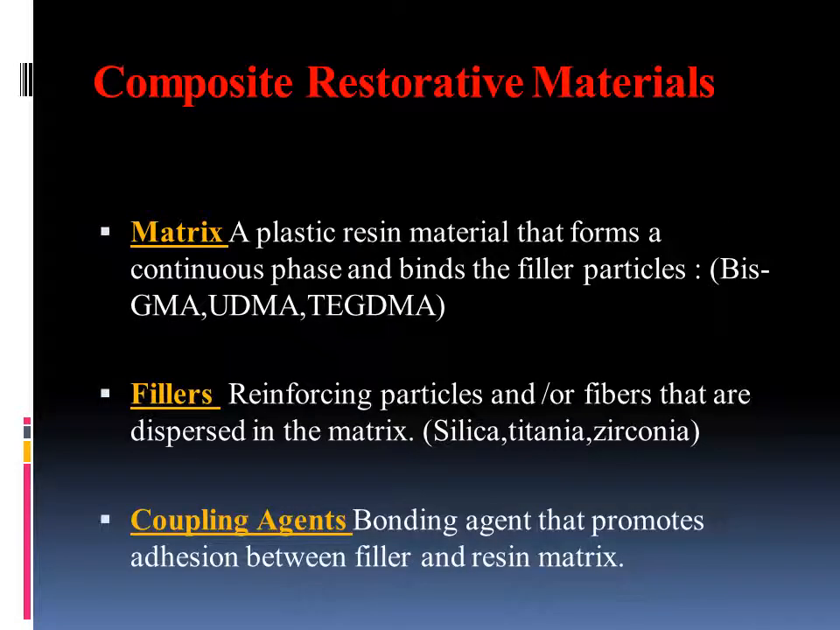So let's move on to the components of a composite restorative material. Firstly we have the matrix, which is a plastic resin material that forms a continuous phase and binds the filler particles. The different resin matrices are BIS-GMA, UDMA, TEC-DMA. So these are all dental monomers. Then you have the fillers. They are the reinforcing particles and or fibers that are dispersed within the matrix. Examples include silica, titania, zirconia, and quartz. And then finally the coupling agent, which promotes adhesion between the filler and the resin matrix.